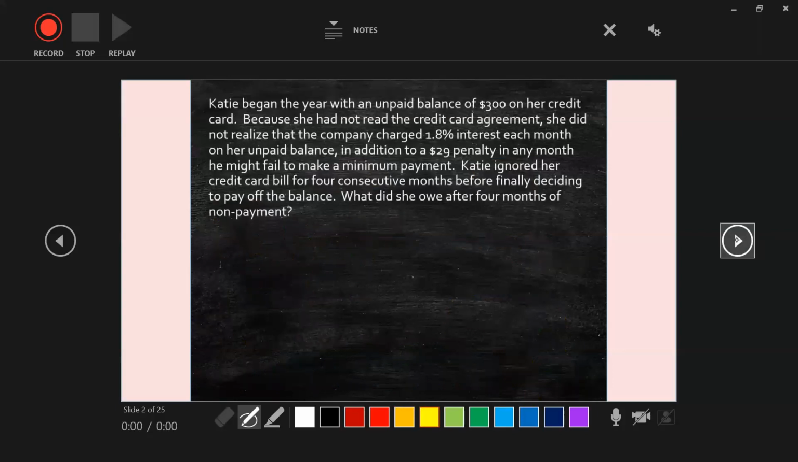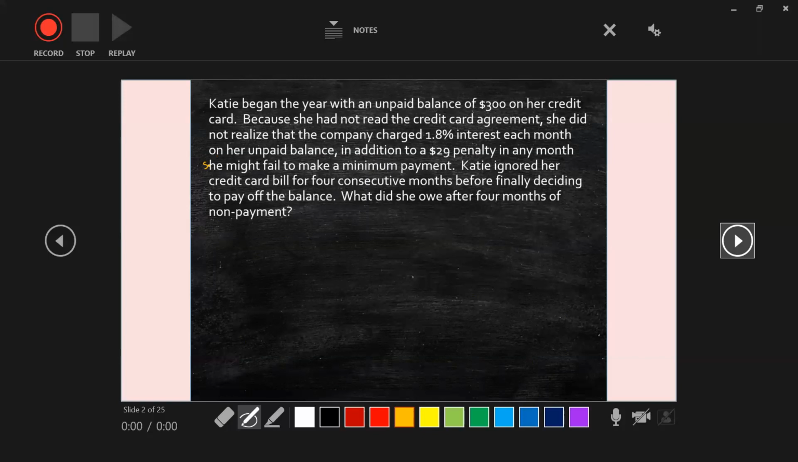This is a really good word problem. So Katie began the year with an unpaid balance of $300 on her credit card. Because she had not read the credit card agreement, she did not realize that the company charged 1.8% interest each month on her unpaid balance, in addition to a $29 penalty in any month she might fail to make a minimum payment. Katie ignored her credit card bill for 4 consecutive months before finally deciding to pay off the balance. What did she owe after 4 months of non-payment?